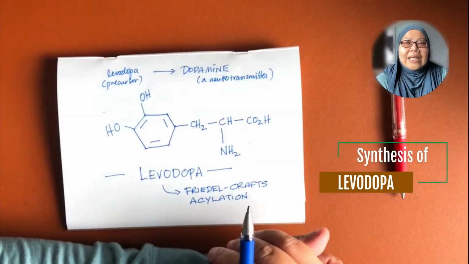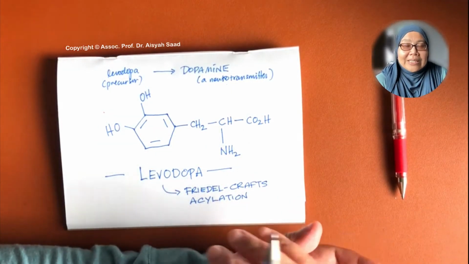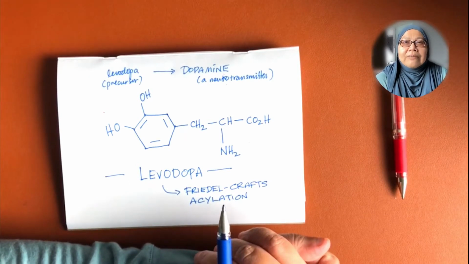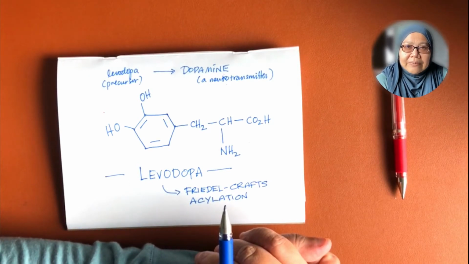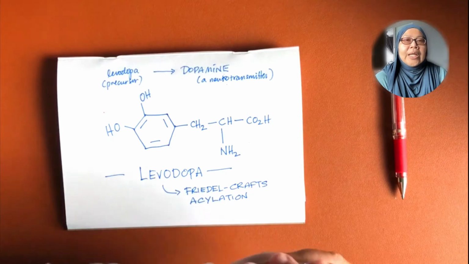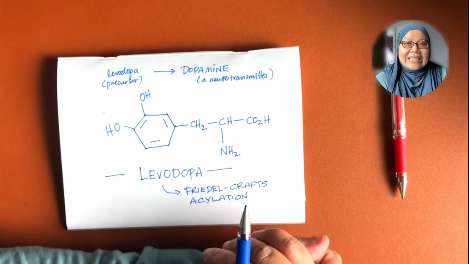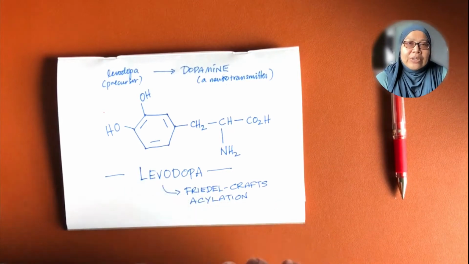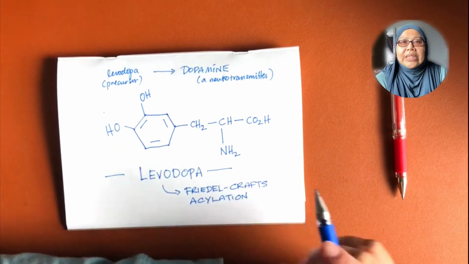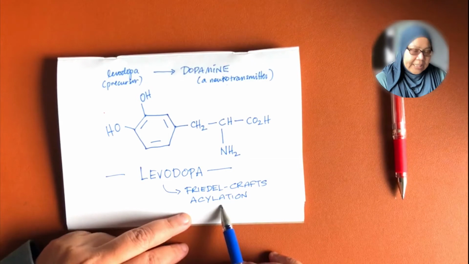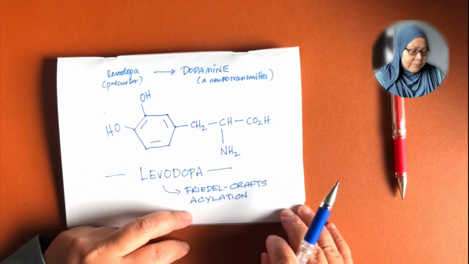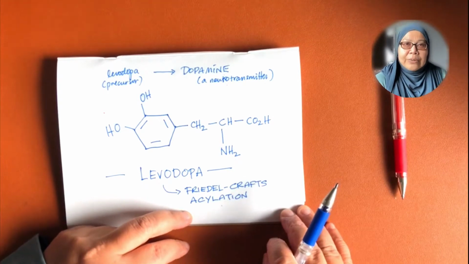This is the second video or lesson on the acylation reaction. In the first video, you have seen the synthesis of aspirin, where I showed how acylation occurs. In this video, I'm going to show you the Friedel-Crafts acylation reaction using an example of an essential drug, levodopa.